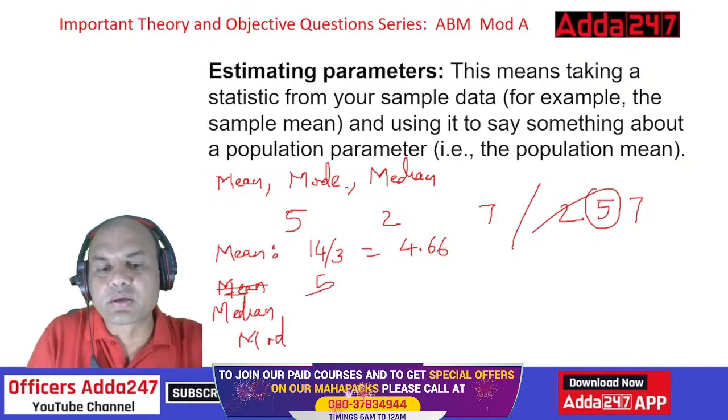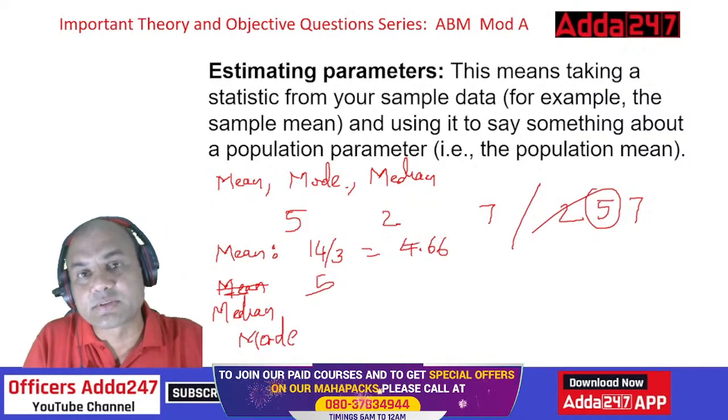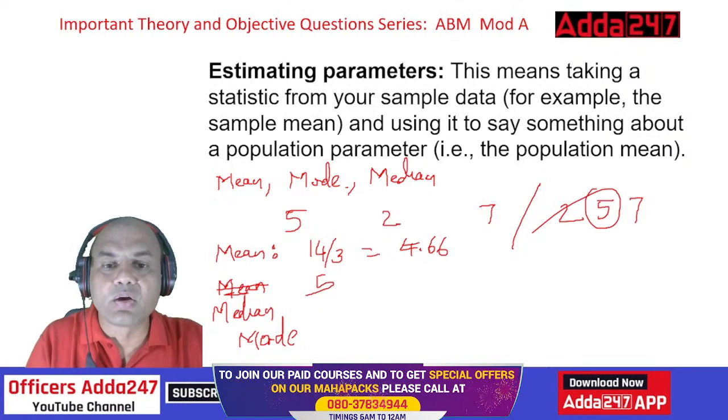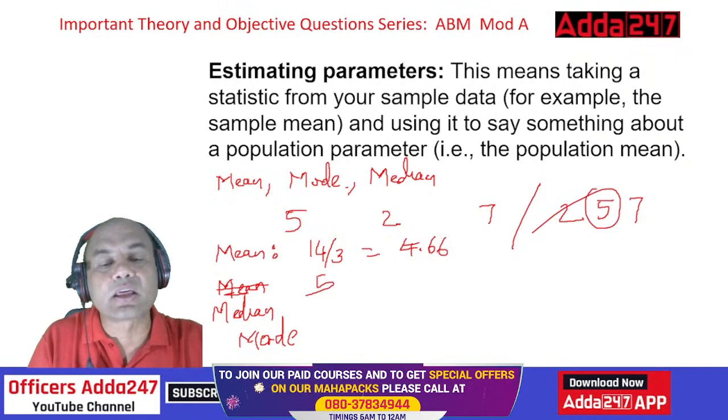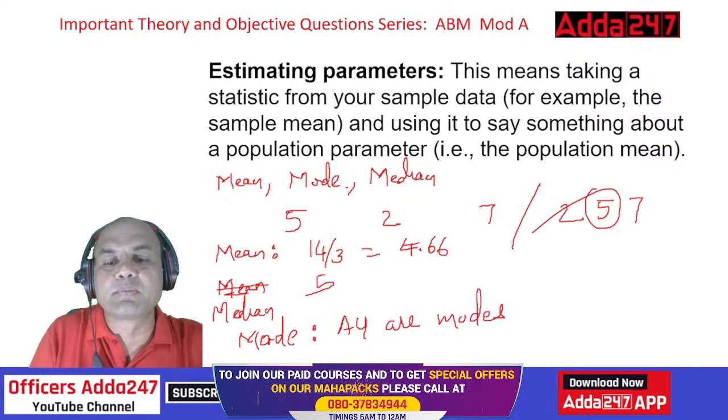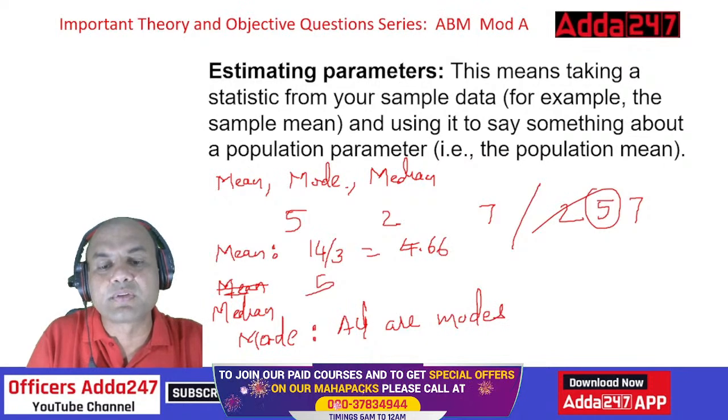And the mode. Now what is the mode? This is difficult over here. Mode is the one which occurs the maximum number of times. So who is occurring the maximum number of times? No one. All are occurring an equal number of times. So here all of them are modes. The one which occurs the maximum number of times is a mode.